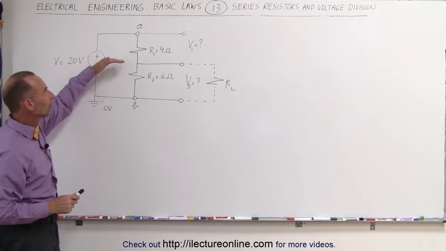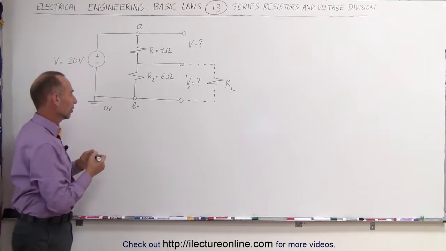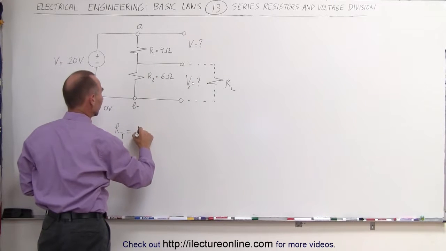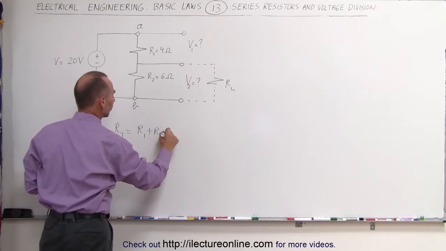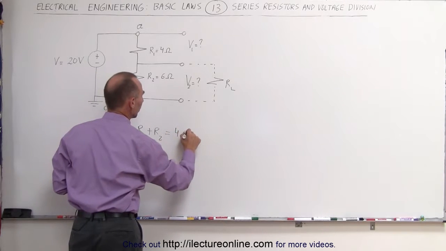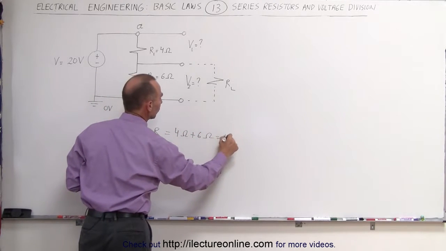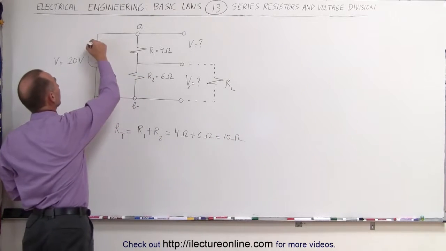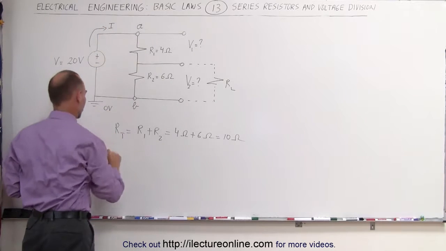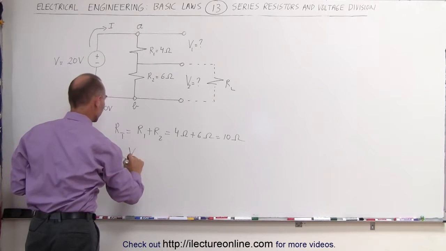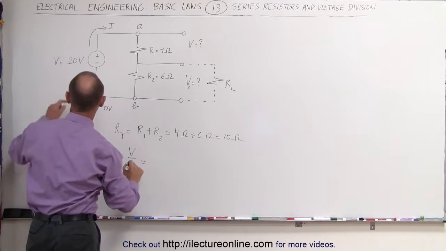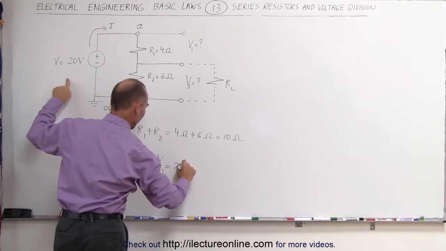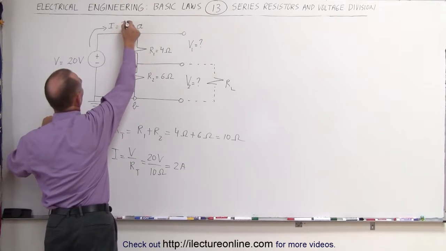The way we do that is we first find the total resistance in the circuit. Our total, in this case, since it's a series circuit, is simply the sum of the two resistors, R1 plus R2, which is equal to 4 ohms plus 6 ohms, which is equal to 10 ohms. From that, using Ohm's law, we can find the current in the circuit. So the current I can be determined using Ohm's law to be the voltage applied divided by the total resistance. In this case, that's 20 volts divided by 10 ohms, which is equal to 2 amps. So the current here is equal to 2 amps.